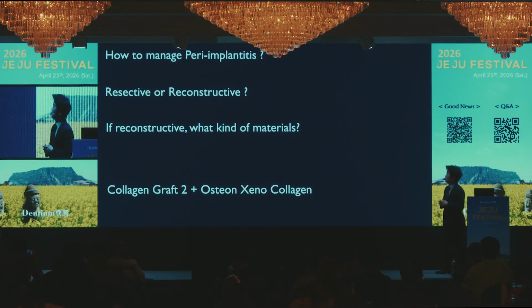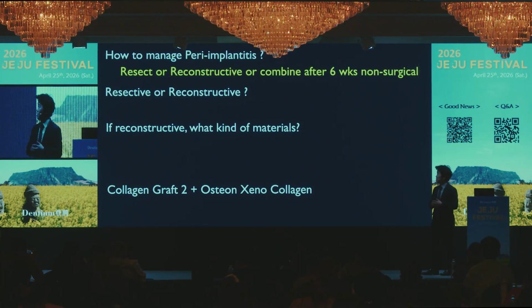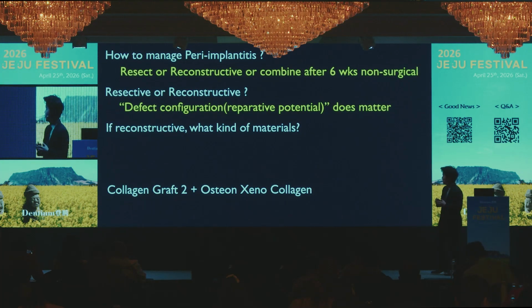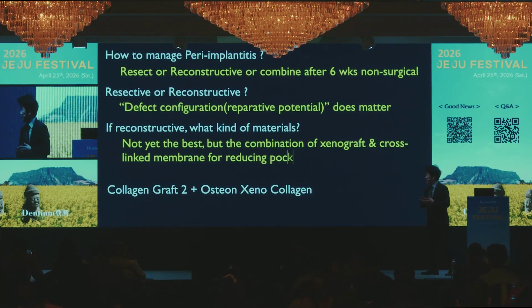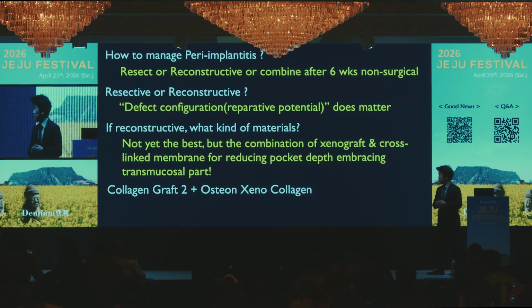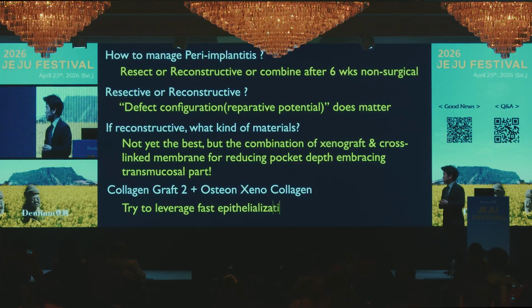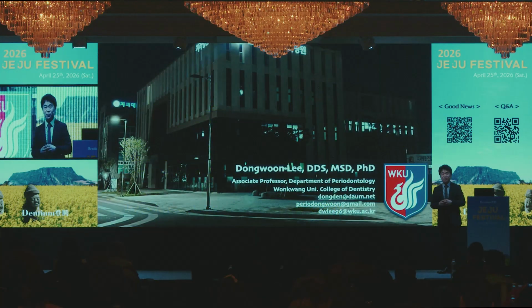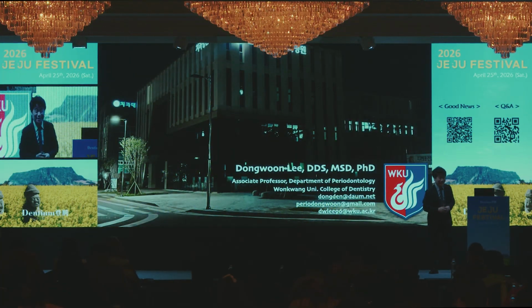So how to manage peri-implantitis, resect or reconstruct? Resection or reconstruction depends on the defect configuration. Reparative potential is a very important term. If reconstructive, what kind of material? Not yet the best, but the combination of xenograft and cross-linked membrane will reduce the pocket depth. So collagen graft 2D and osteogenocollagen are somewhat helpful for this case. Thank you for listening. Thank you.